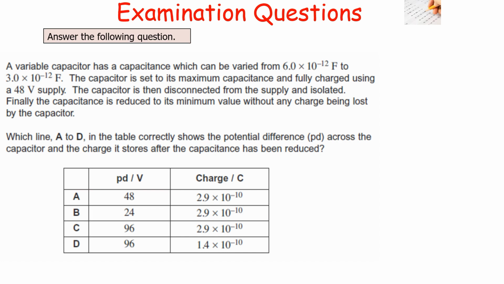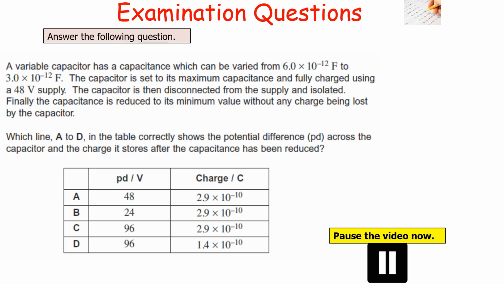Which line in the table correctly shows the potential difference across the capacitor and the charge stored after the capacitance has been reduced? So pause the video now, then unpause the video when you want to go through your answer.